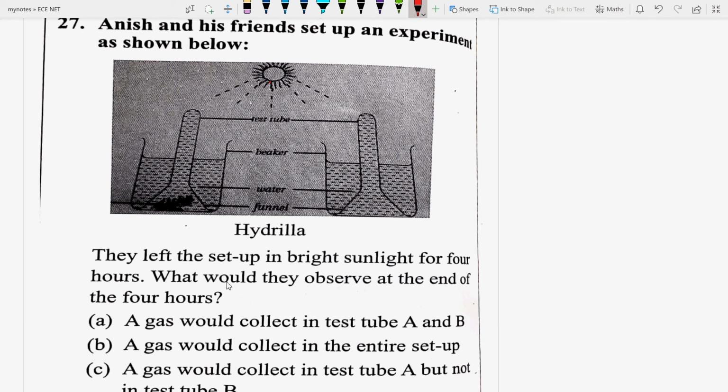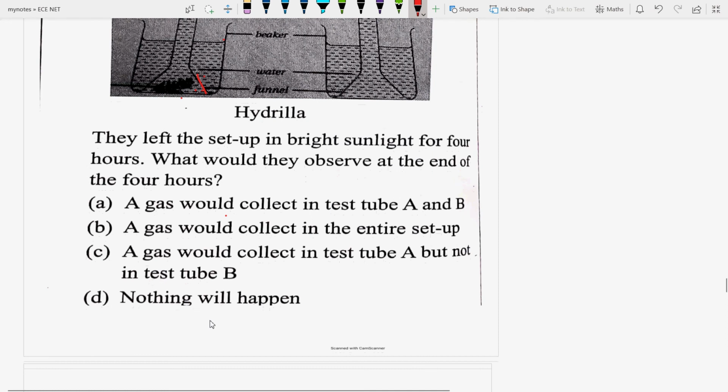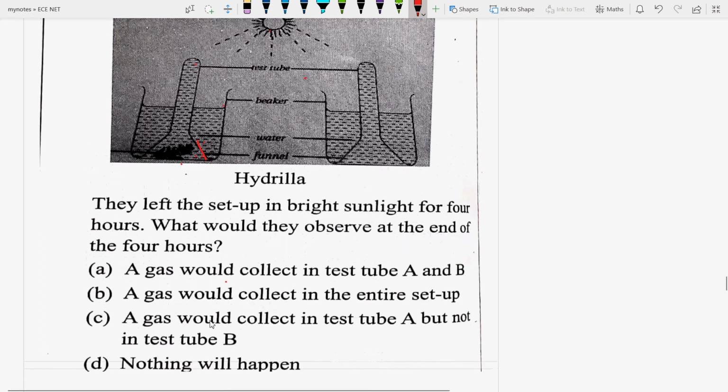Okay, a gas would collect in test tube A. See, this is the beaker, this is the water, this is the funnel, na? Okay, and this is the test tube, and both are kept under the bright sunlight for 4 hours. So at the end of the 4 hours, a gas would collect in test tube A and B. Second, a gas would collect in the entire setup. A gas would collect in test tube A but not in test tube B. Nothing will happen.